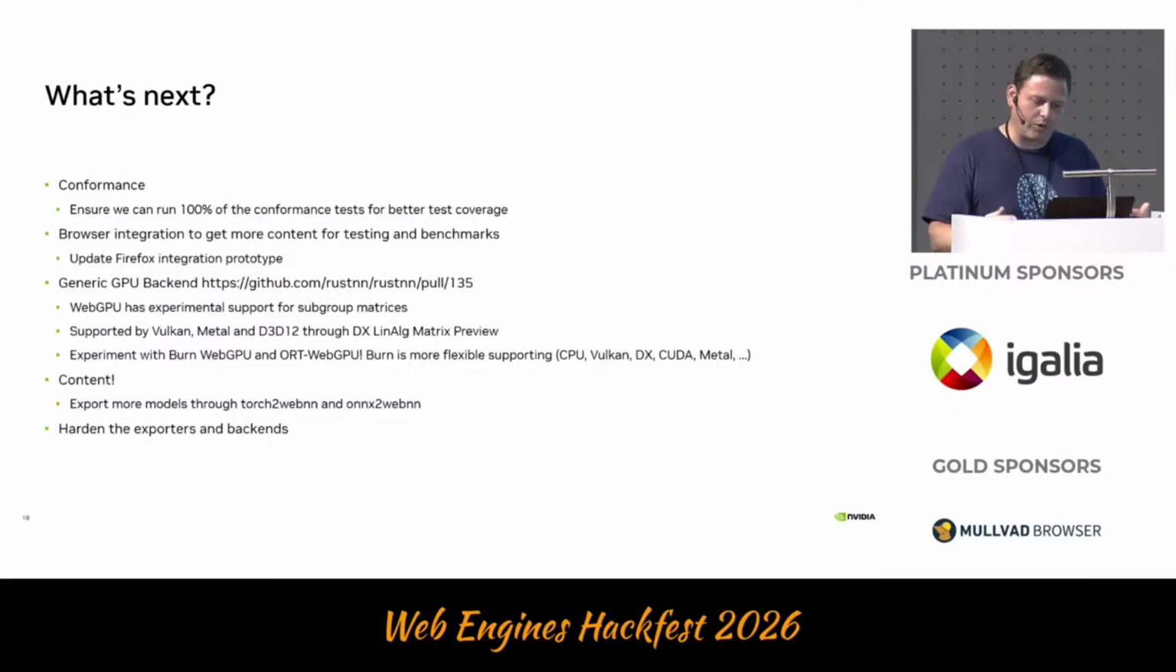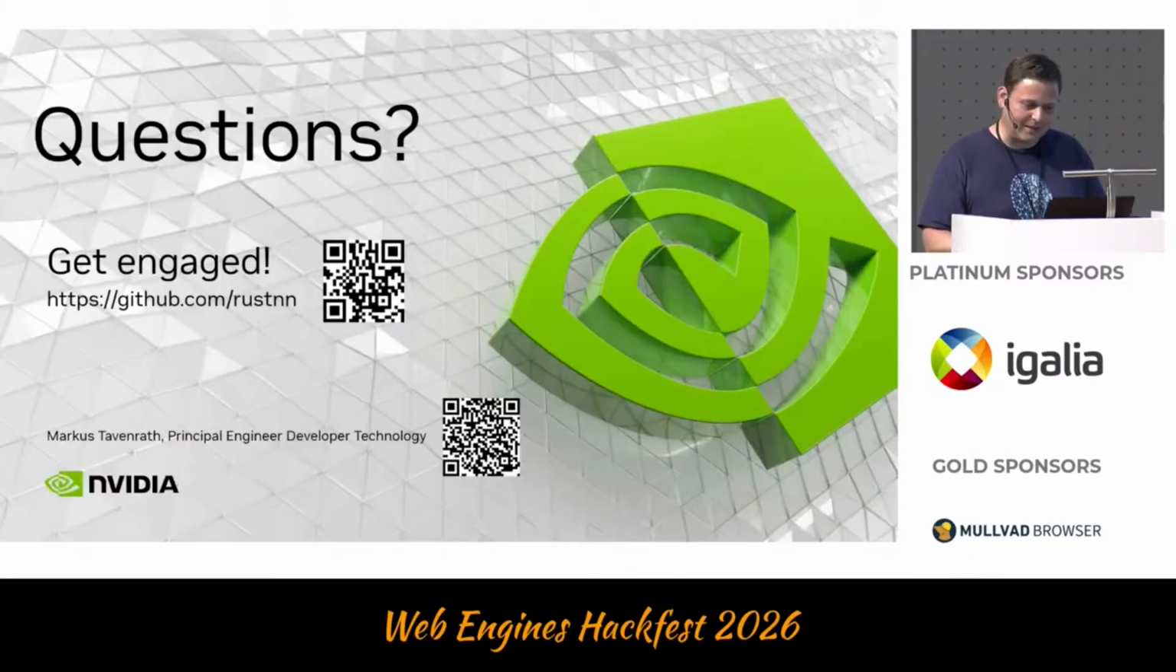And of course, we need content. The exporters are in an early prototype stage, I would say. The Torch to WebNN exporter has been developed so that we can export and run Flux, but we don't have a driver yet to feed the data correctly into the network. The ONNX to WebNN backend has been used to export SmolLM and some convolutional networks. It's next on my list to make this way, way, way more capable. And of course, we need to harden exporters and backends. That's it. A lot of content.